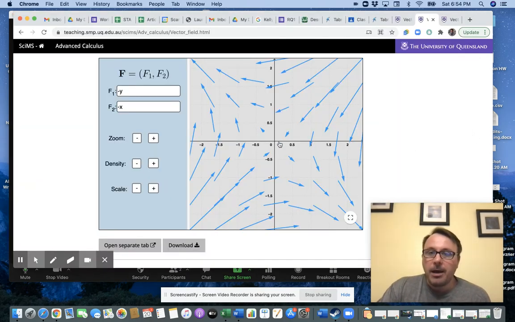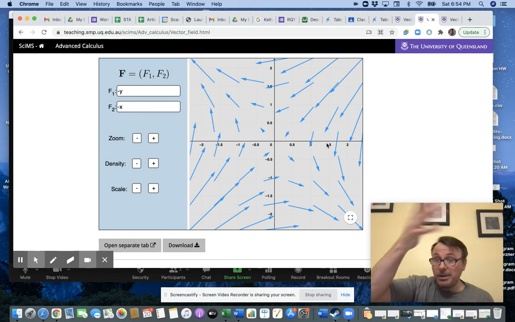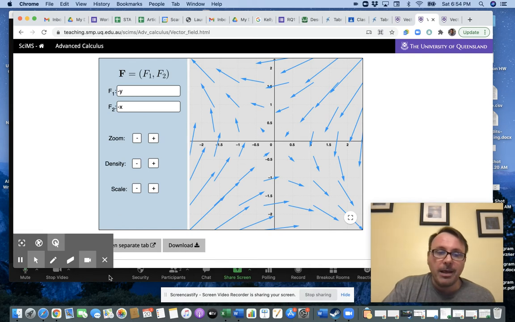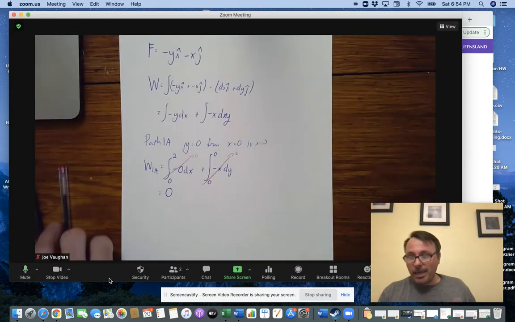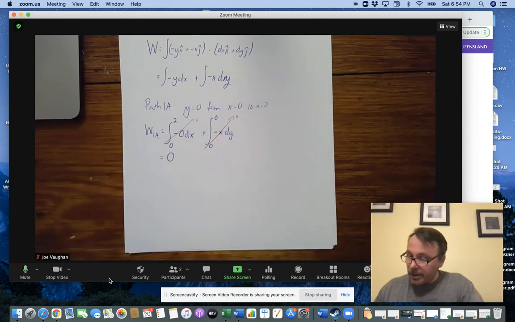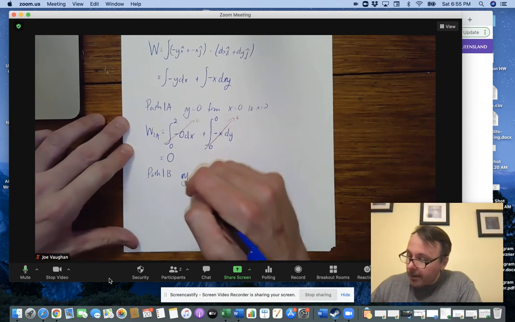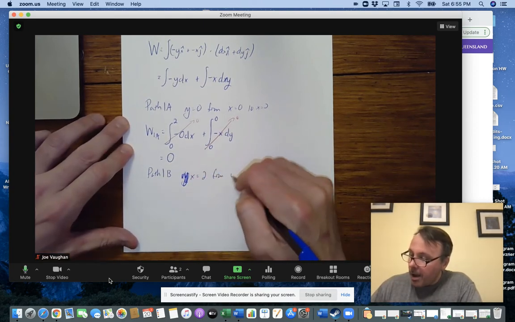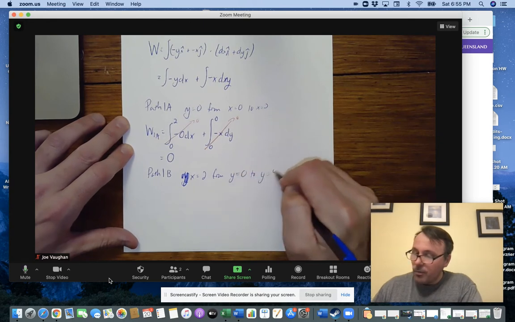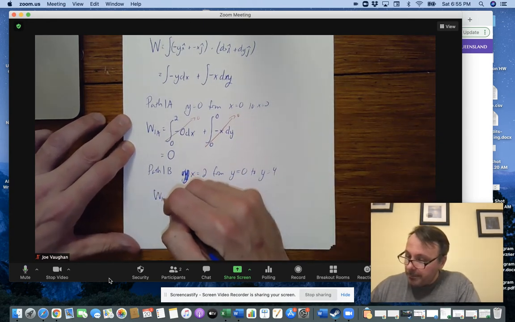And so if we look here, hopefully that'll make sense. If we were to actually look at what's going on, we would find, if we plotted points, that the force would be acting perfectly straight downwards as I'm moving along the x-axis. And therefore, since the force is perpendicular to my displacement, it's no wonder that I come out with 0 work for that path. Cool. And so now we're going to do path 1B, and that's along x equals 2 from y equals 0 to y equals 4. Okay? And so work 1B equals.